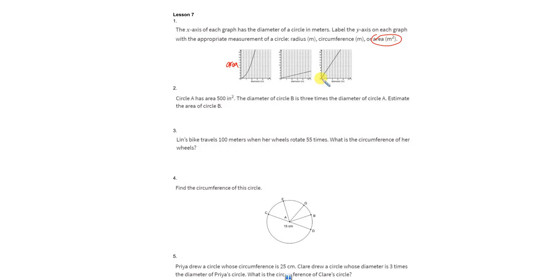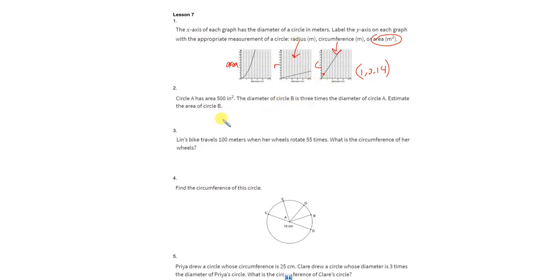If you look at this one close enough, at 1, it's going through about 3-ish. So that tells me that the constant is pi. And the relationship that has pi as a constant is diameter and circumference. So this one is circumference. And by process of elimination, this one must be radius. So that one is radius.